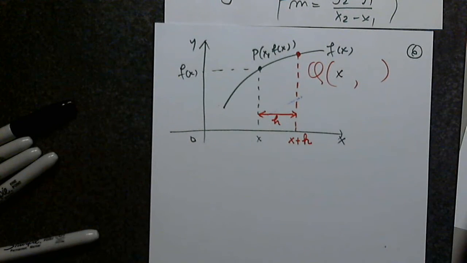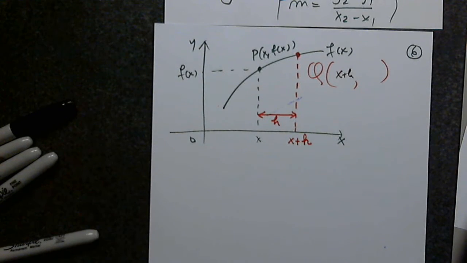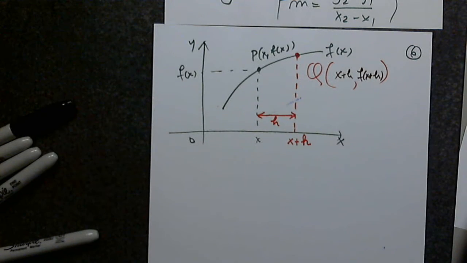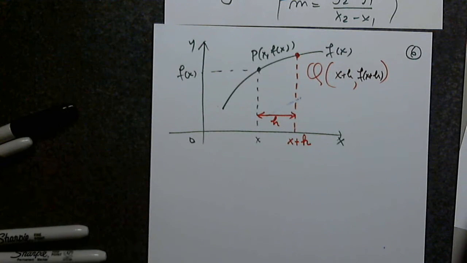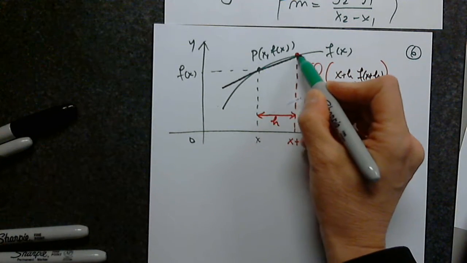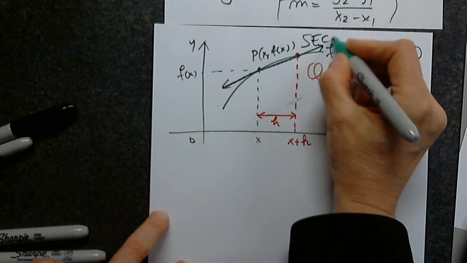X plus h, comma. I'm sorry, x plus h, comma. I was way ahead of the function, f of x plus h. Awesome. Now I'm going to determine the slope of this line, which is not a tangent line. Although Q is very close to P, this is not a tangent line. What is it? It's called a secant line.